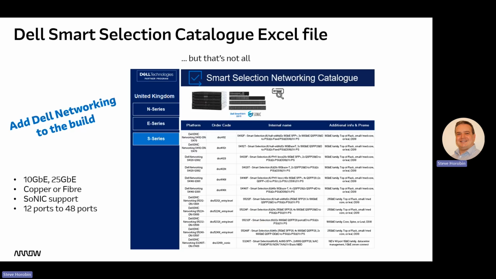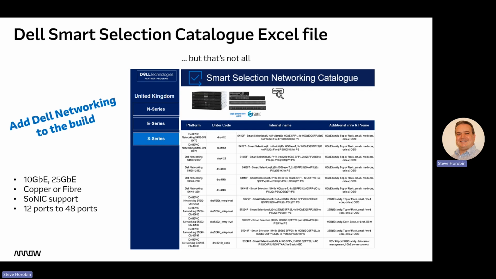Now, what I'm going to do is have a look at some of the networking products as well. So let's make sure we don't leave networking on the table as well. If we've got server and we've got storage, you need a means of connecting the two together. So looking at the Dell offerings we have here, it can be 10 gig, can be 25 gig.